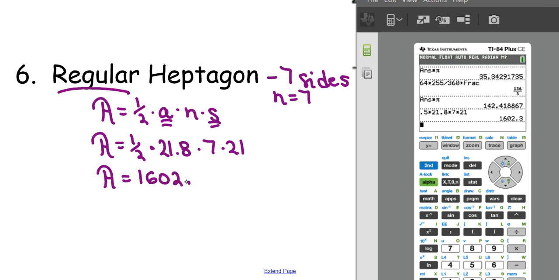And 2.3, we don't have any label on in terms of units. So let's just call this units squared for our label. That's what I would do in number 6.